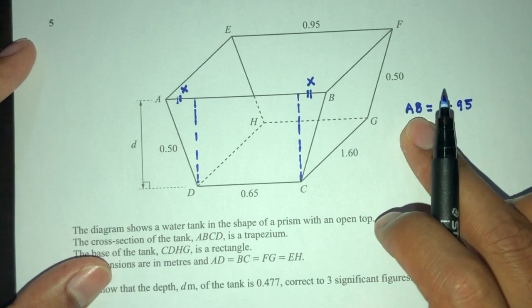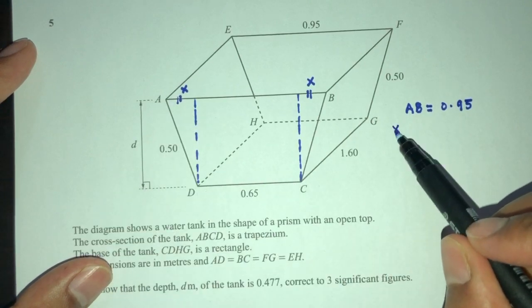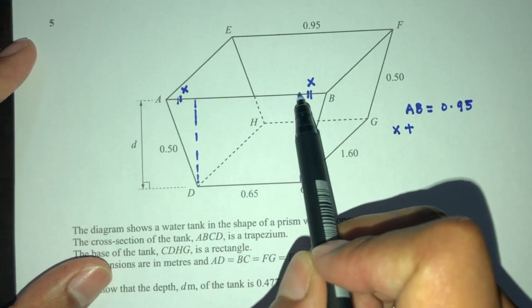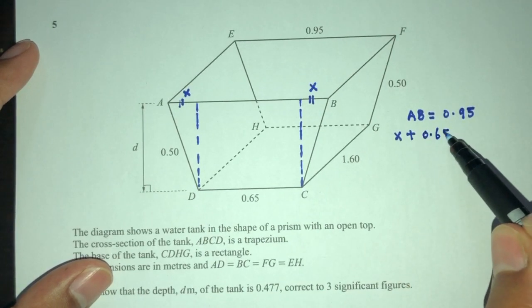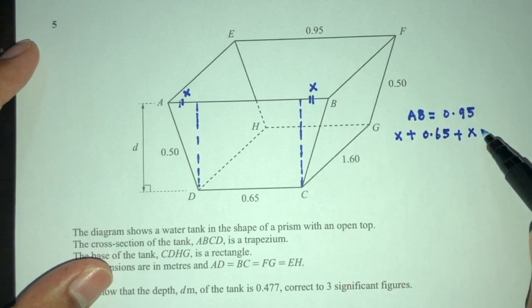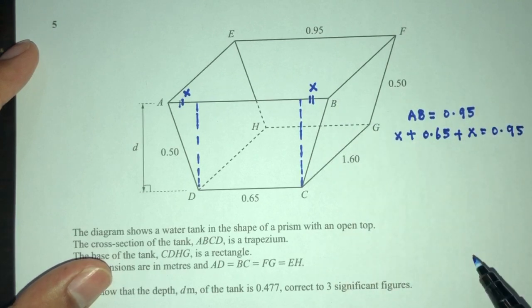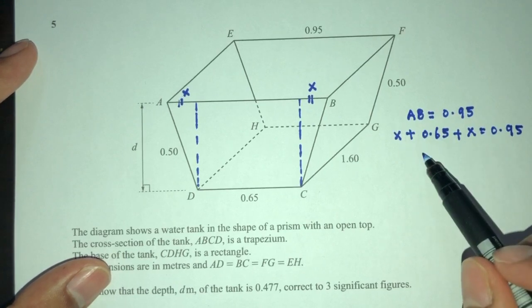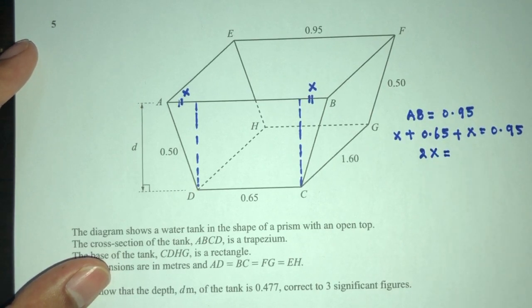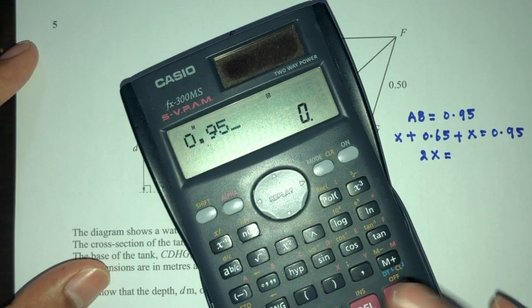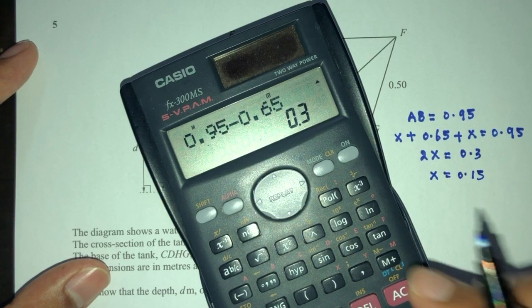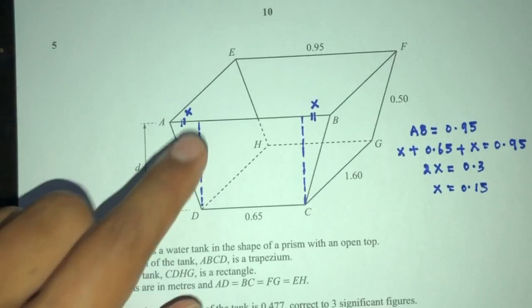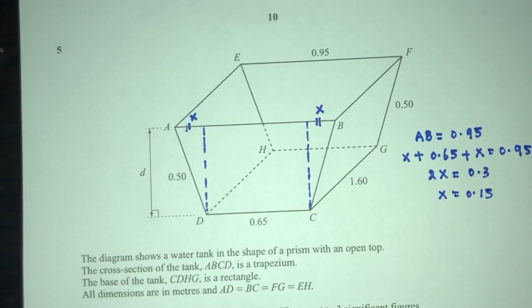Now we can break this down. This is equal to x plus this to this. So now we know this to this is 0.65 plus x should be 0.95. So let's solve for the value of x. So x plus x will be 2x is equal to what? 0.95 minus 0.65, that should be 0.3. So finally x will be the value of 0.15. Okay, so this is 0.15 and 0.15, right?